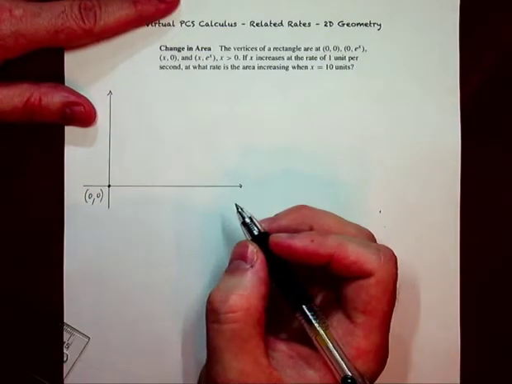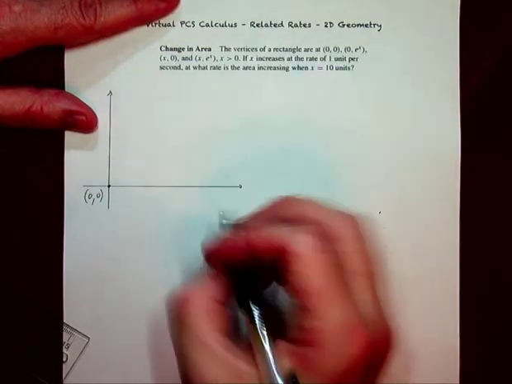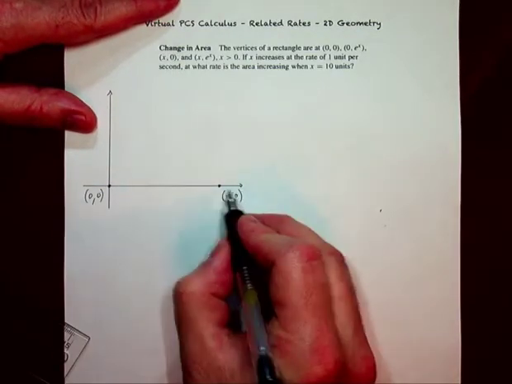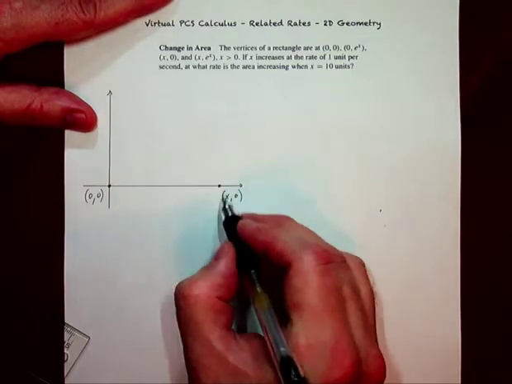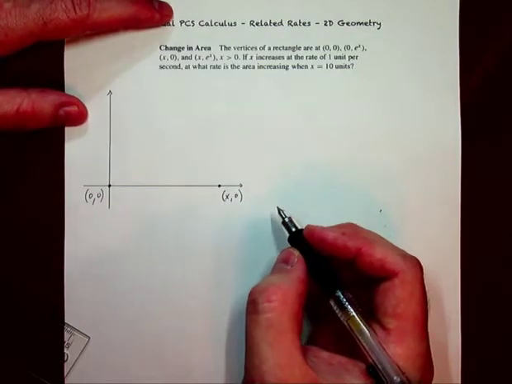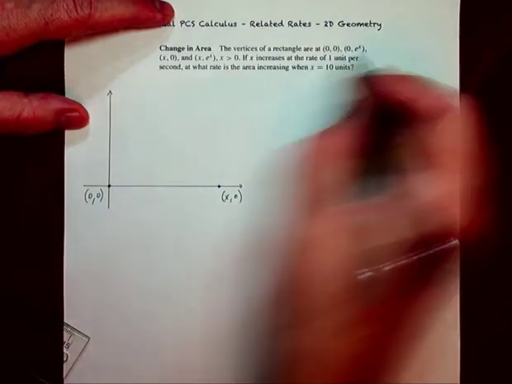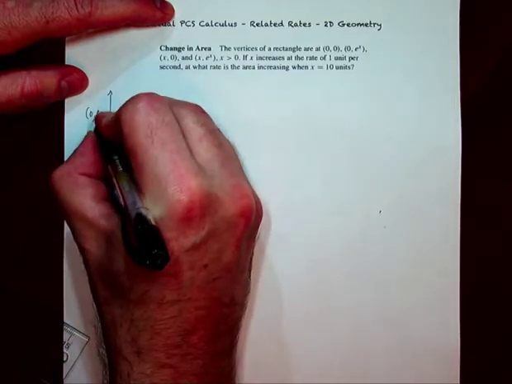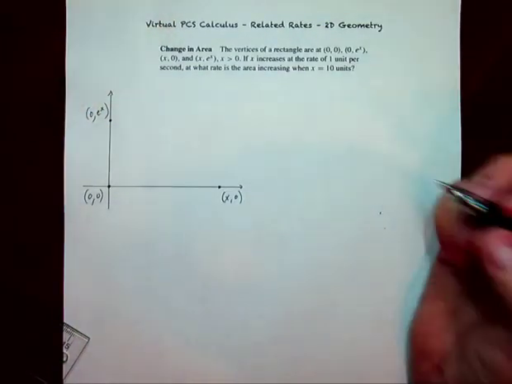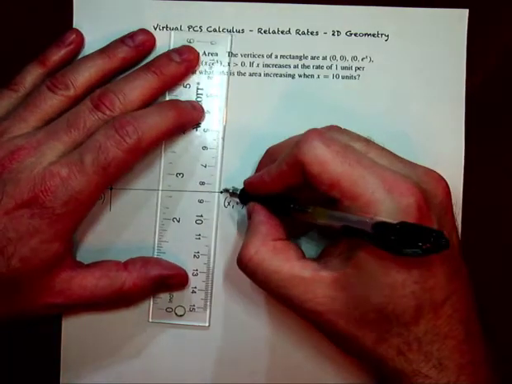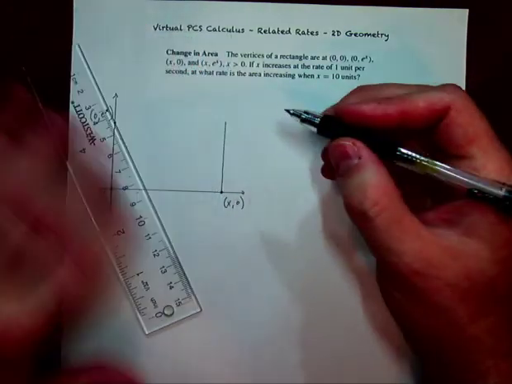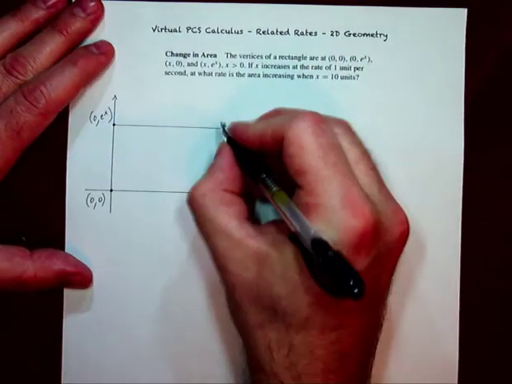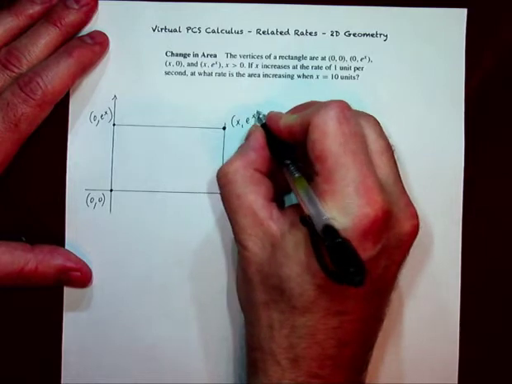Now, the next one is (x, 0). That means I'm coming out here to x. That is the horizontal displacement, x, but I'm still at 0 in terms of my vertical displacement. (0, e^x) means I'm here, still at 0 in terms of my x measurement, but my vertical displacement is e^x. And let's do this the best that we can. And this right here, of course, is going to be (x, e^x).